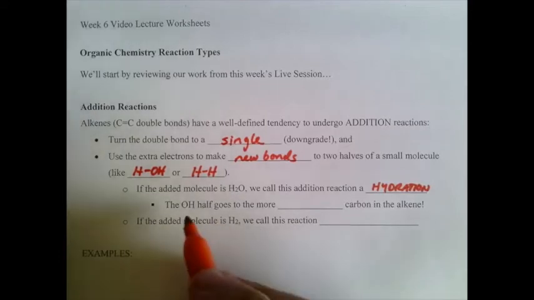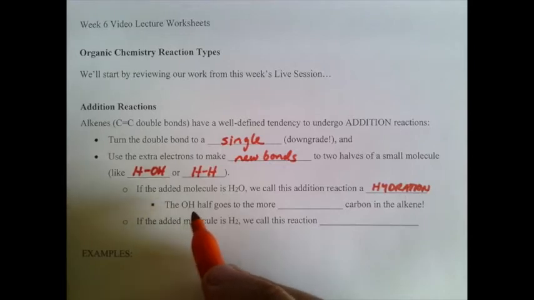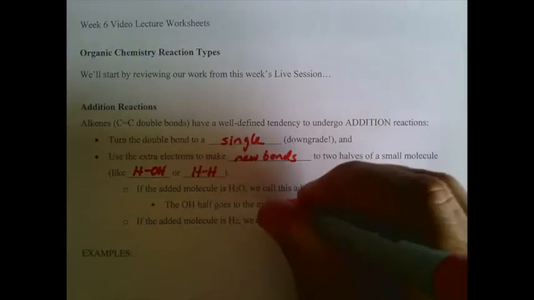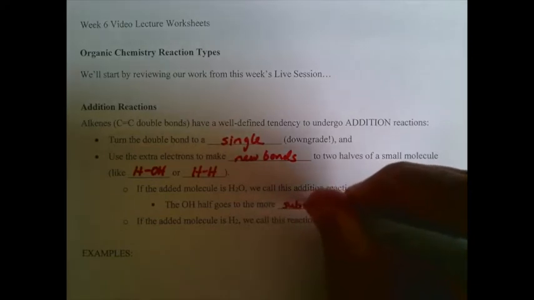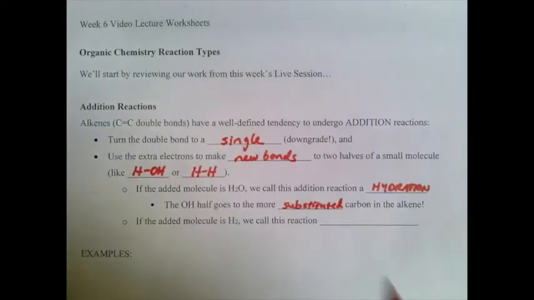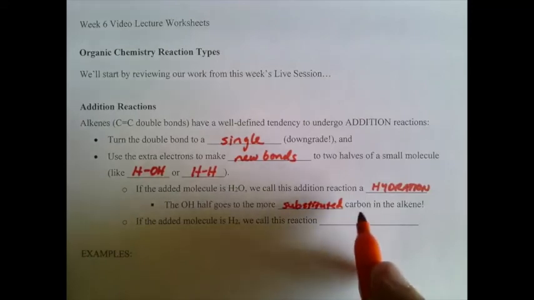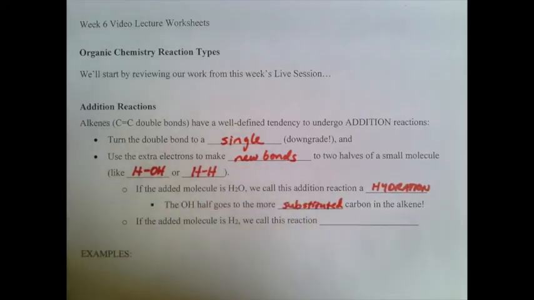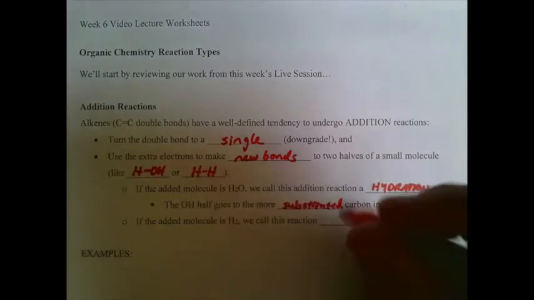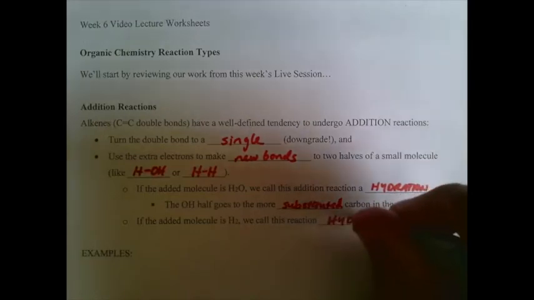In that case, we had to be a little mindful of where the OH went. Remember, the OH went to what was the carbocation, what was the positively charged carbon, and we said that happened at the more substituted carbon. In other words, the carbon that had more carbons bound to it out of the 2 that were in the original double bond. And of course, if the added molecule was H2, it was substantially easier. We basically just erased the double bond, and we would understand from that there were now hydrogens on either side. We called that reaction hydrogenation.